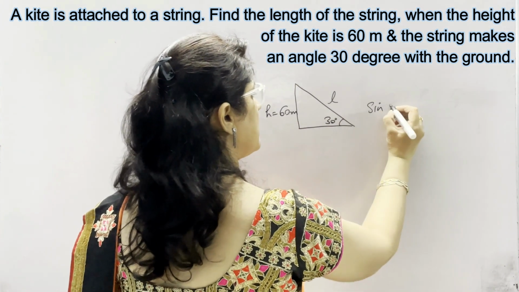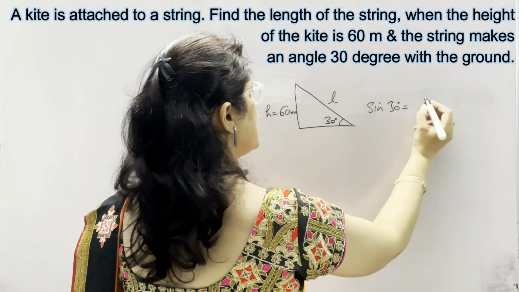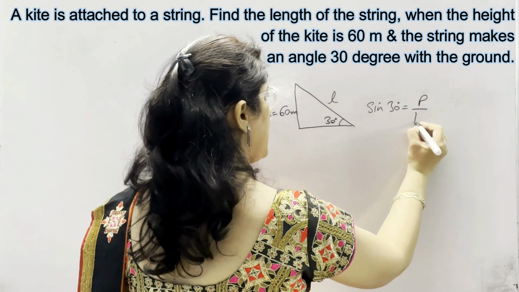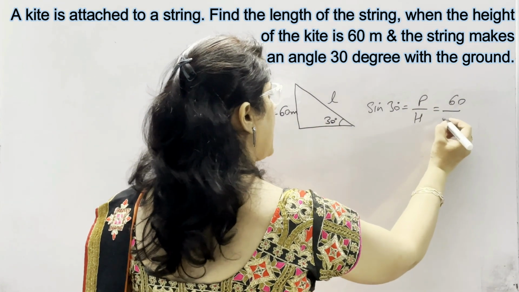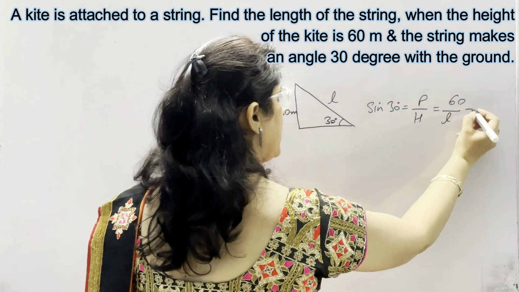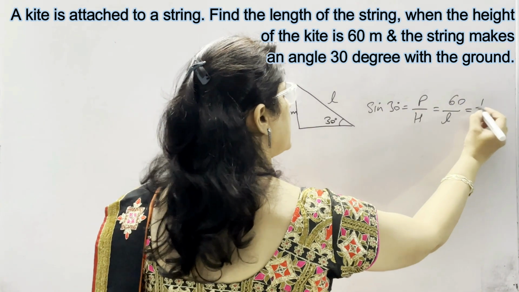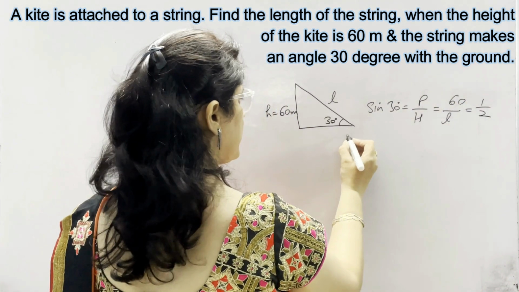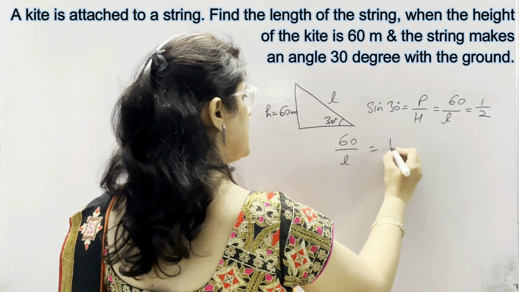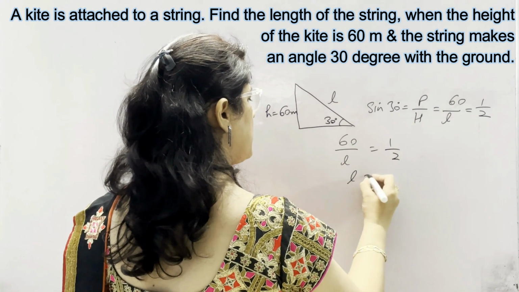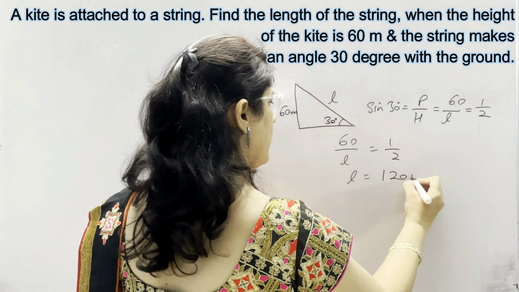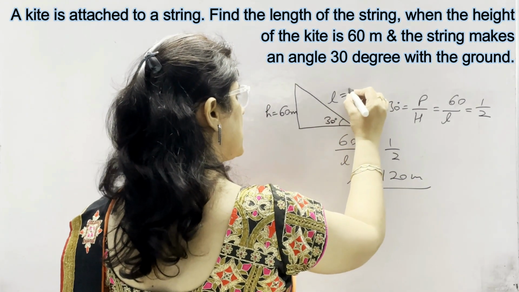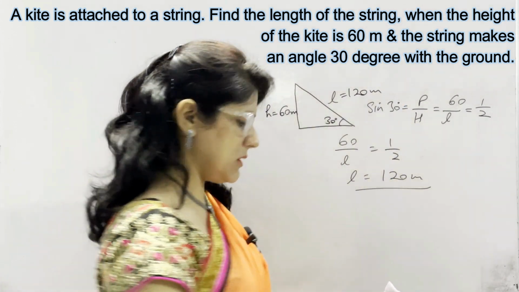So sine 30 is equal to P upon H, perpendicular upon hypotenuse. Perpendicular is given as 60 and hypotenuse L we need to calculate, and what is the value of sine 30? It is 1 upon 2. So 60 upon L is equal to 1 upon 2, cross multiplying L is equal to 60 into 2, 120 meter. So length of the string is 120 meter.